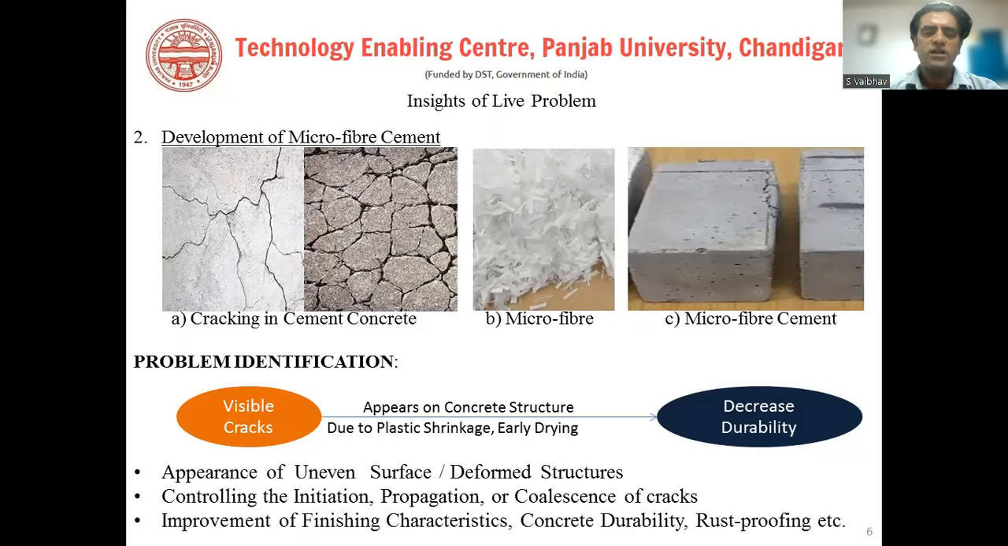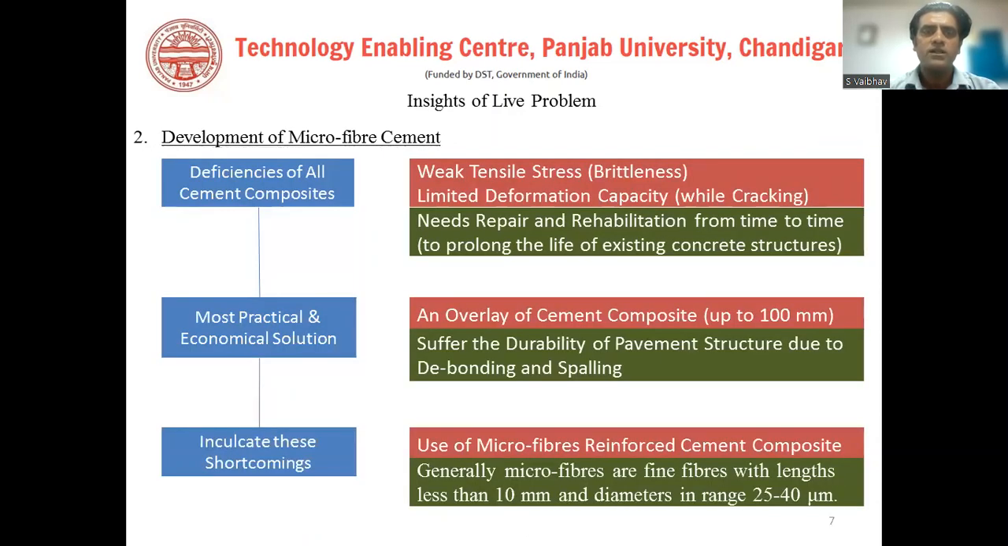Also, there is a possibility of improving the surface finishing characteristics, along with the concrete durability and rust proofing of this cement. The deficiencies of all cement composites can be seen in terms of weak tensile stress and limited deformation capacity, and they need repair and rehabilitation from time to time. The most economical and practical solution is an overlay of cement composite, but it suffers in durability of the pavement structure due to debonding and spalling.